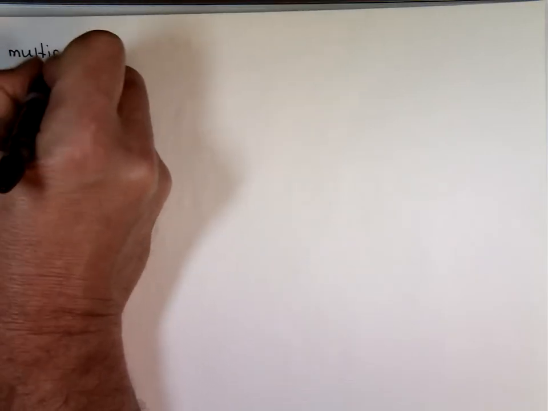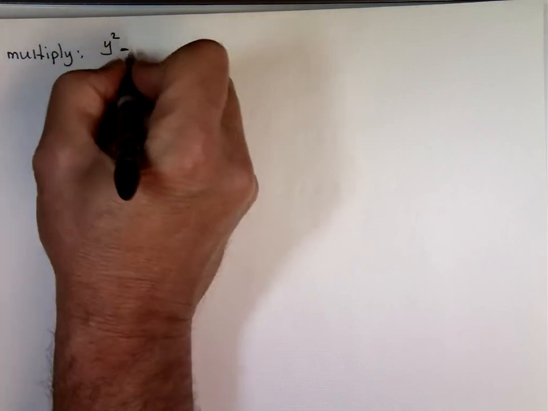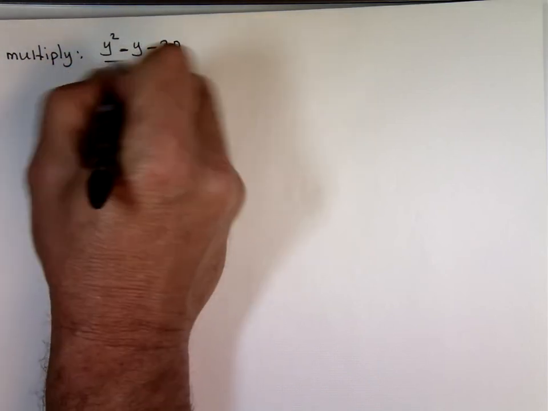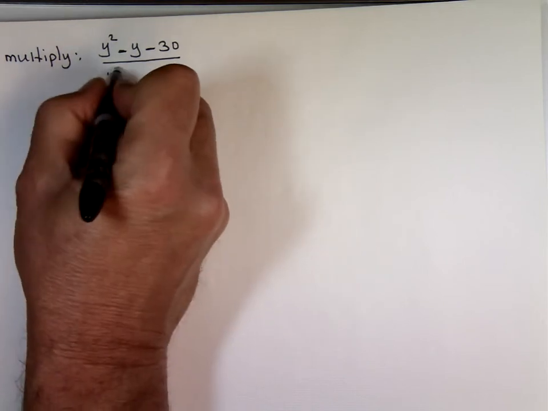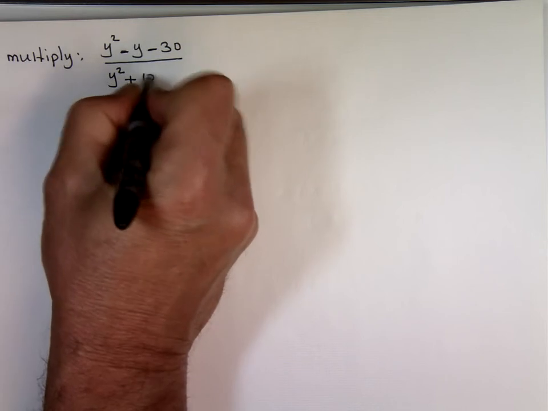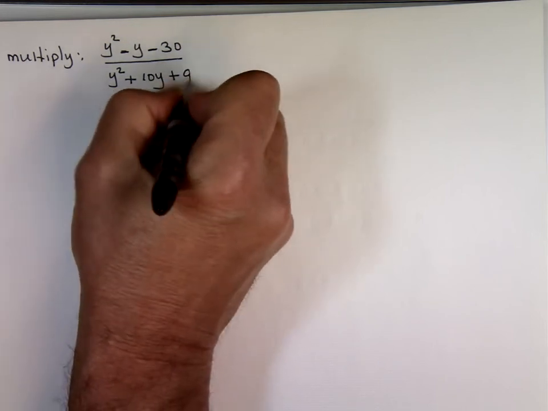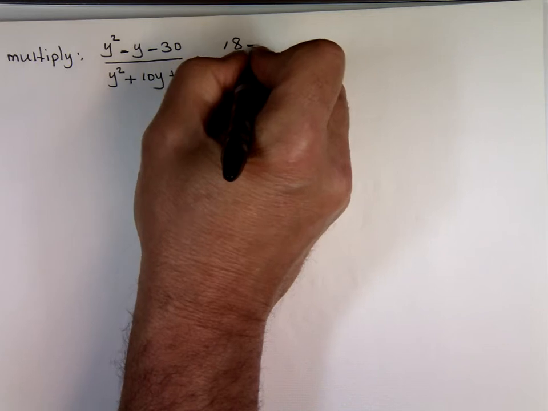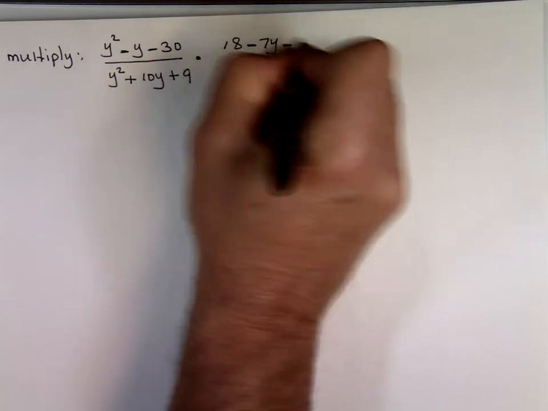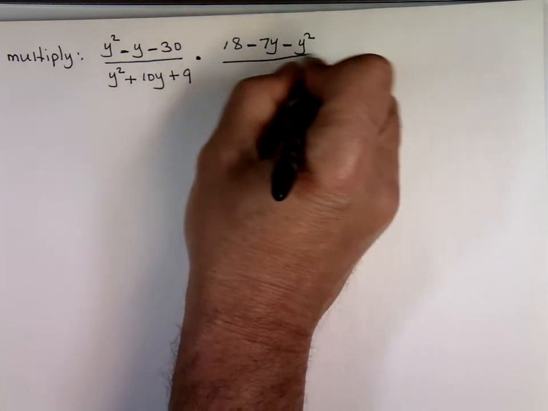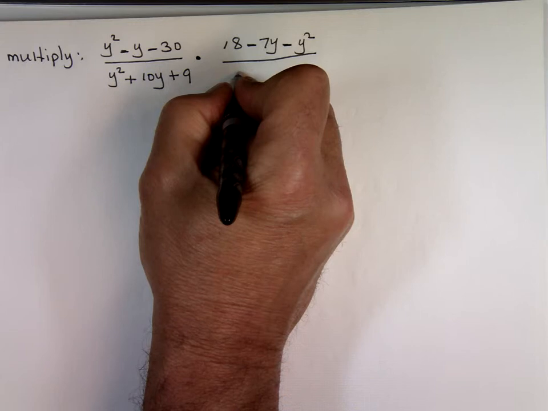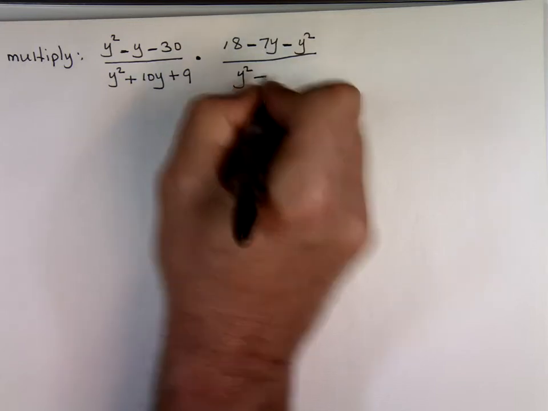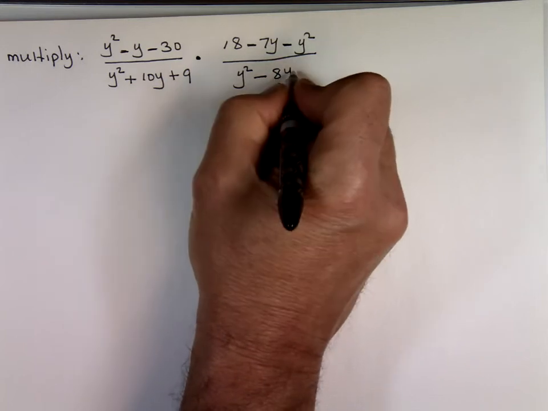Let's multiply. Y squared minus y minus 30 over y squared plus 10y plus 9, times 18 minus 7y minus y squared over y squared minus 8y plus 12.